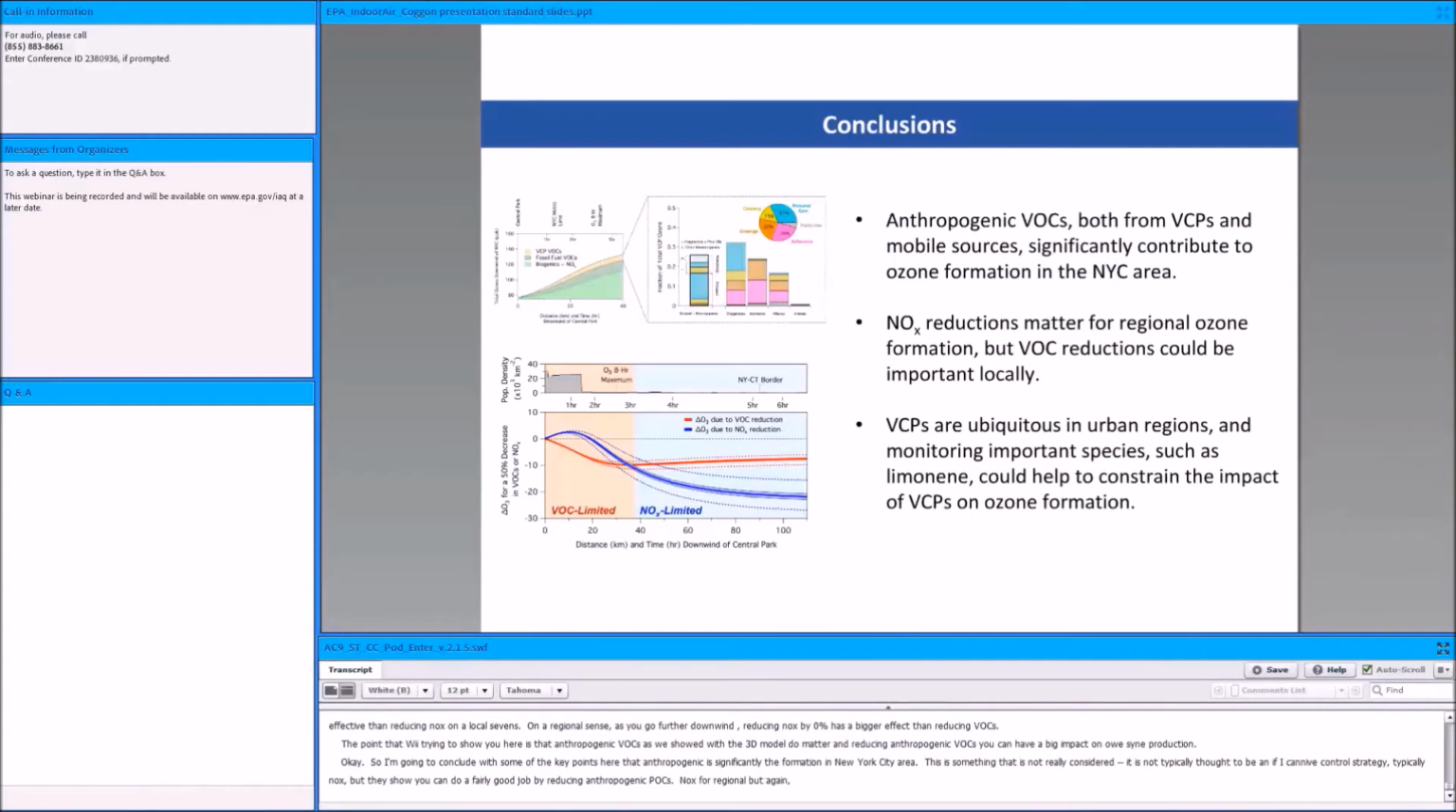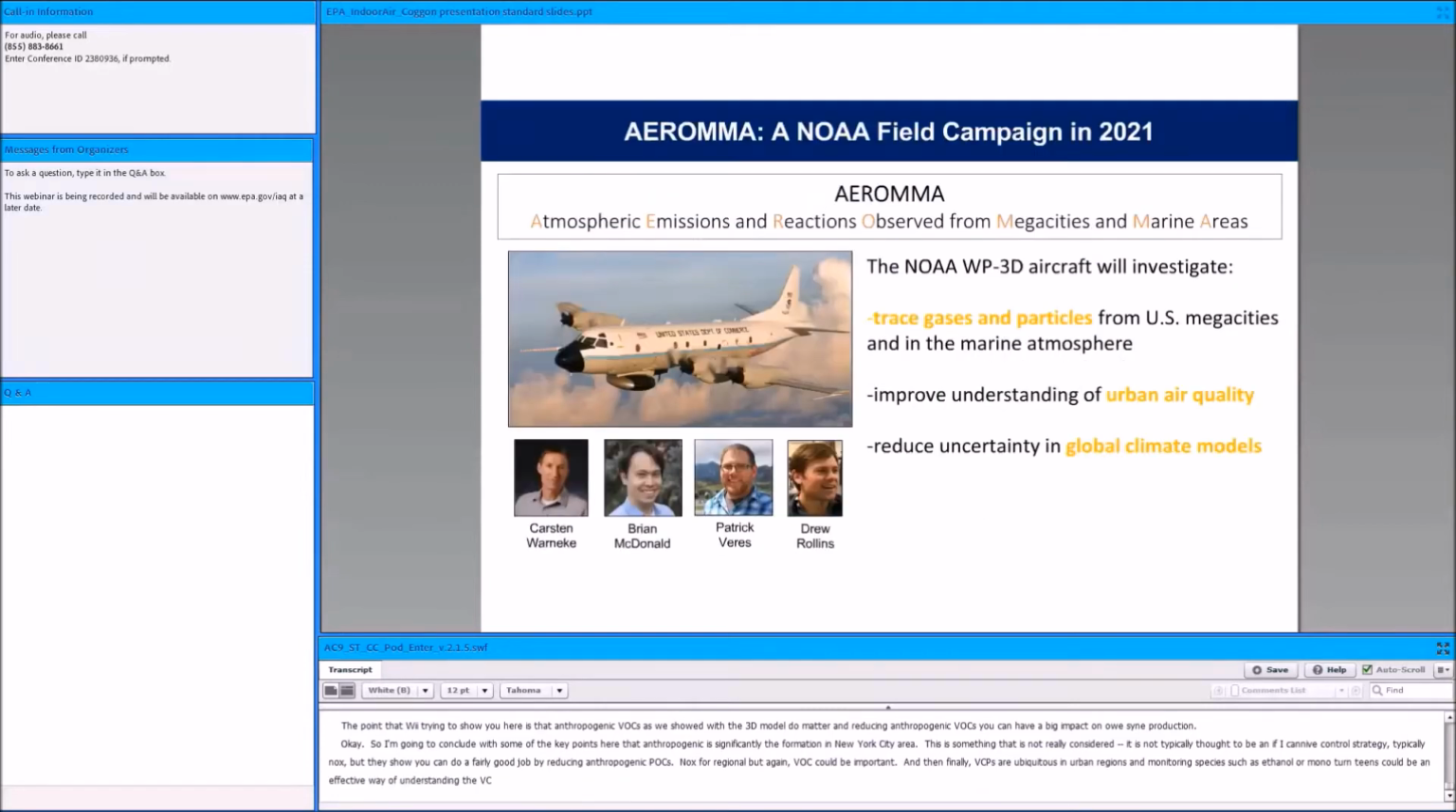And then finally, VCPs are ubiquitous in urban regions, and monitoring species such as ethanol or monoterpenes could be an effective way of understanding the VCP impact on ozone.